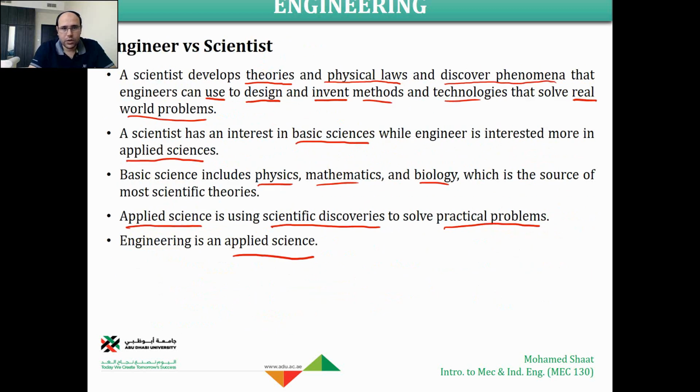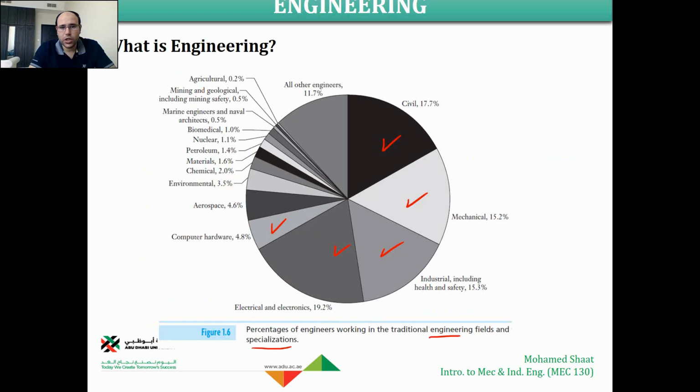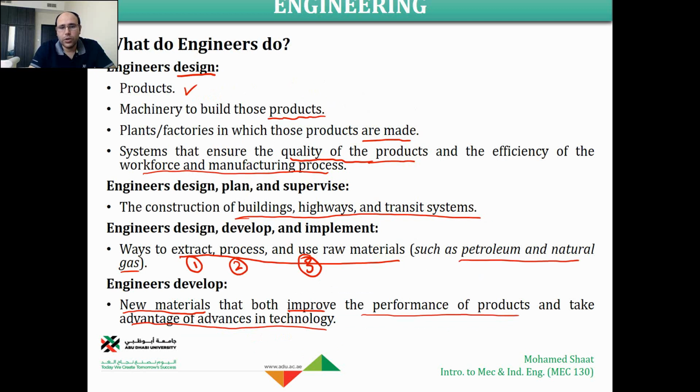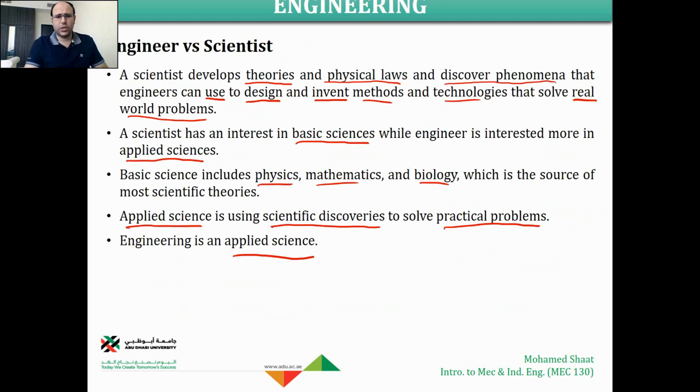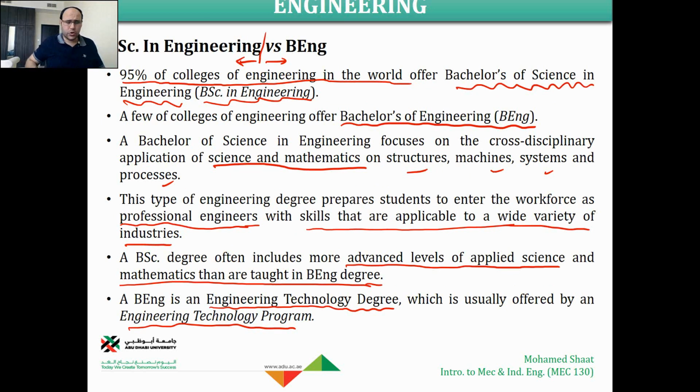So that's it for today. We just introduced engineering in general. We discussed the different majors. We didn't go deeply through anything. We just discussed what engineering means, what design means, what the responsibilities are, what things engineering could do. In addition, we discussed the difference between scientist and engineer and the difference between these two degrees. Again, remember that you're going to graduate with a Bachelor of Science in Mechanical Engineering or a Bachelor of Science in Industrial Engineering.